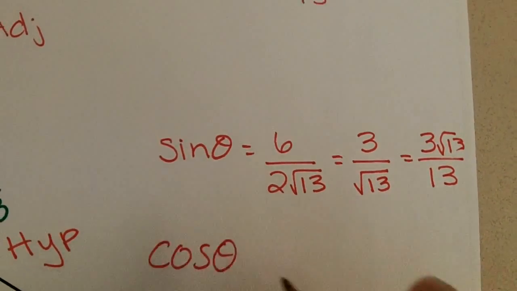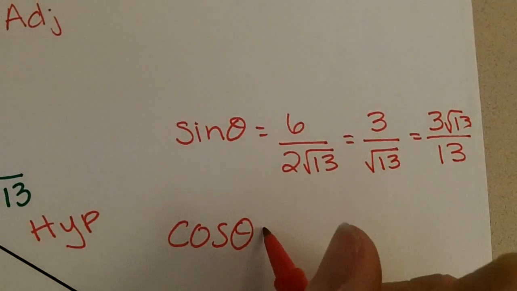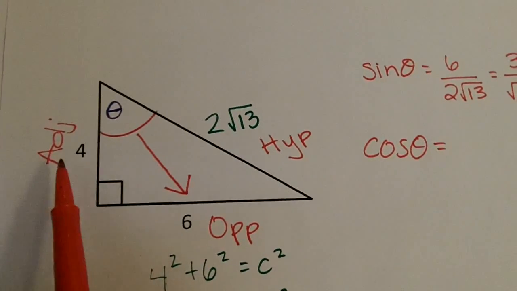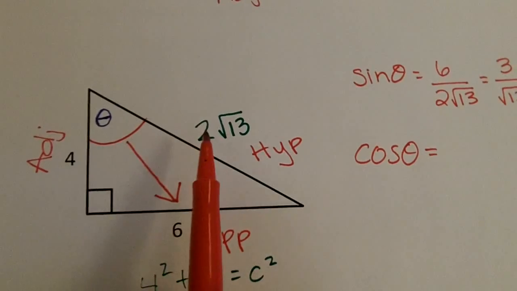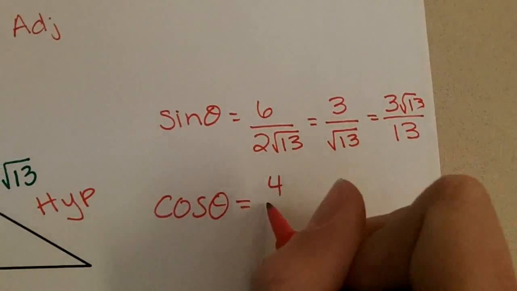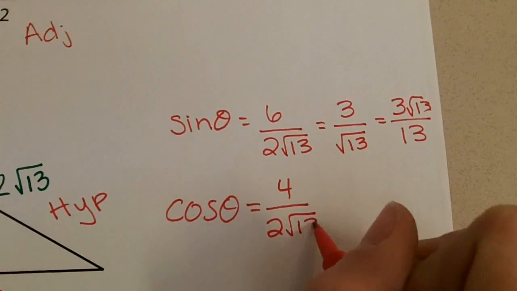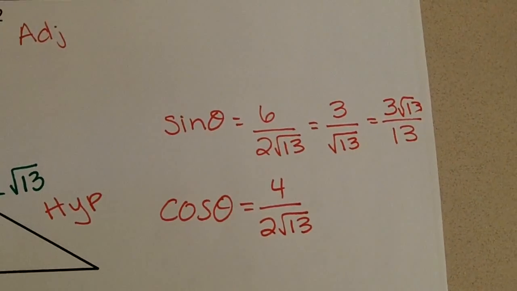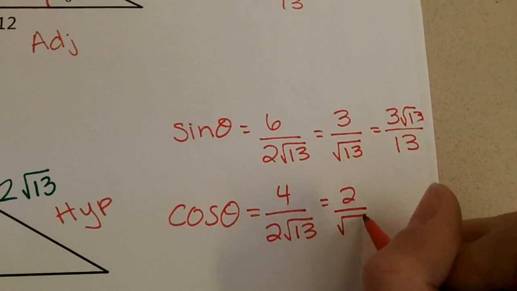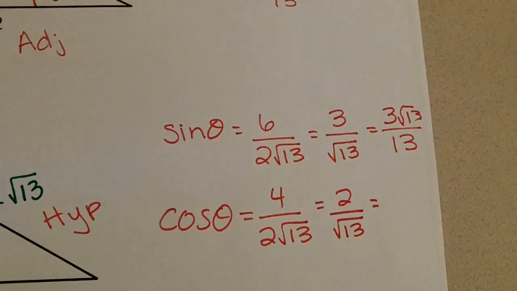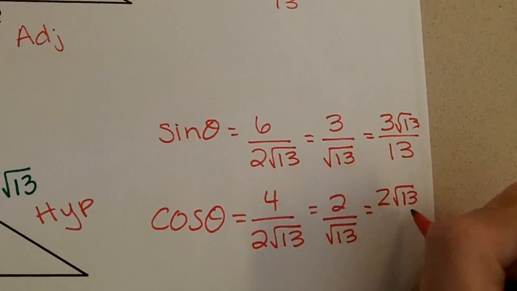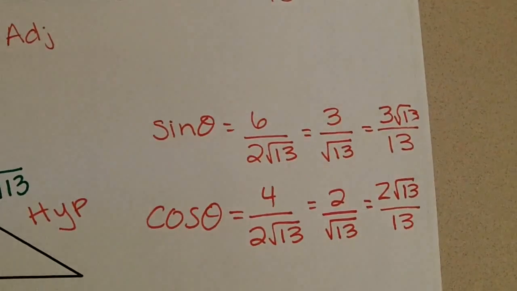Cosine is the ratio of the adjacent side over the hypotenuse. The adjacent side is 4, and the hypotenuse is 2 square root of 13. So 4 divided by 2 square root of 13. We can reduce the 4 over 2 to be 2. And after we rationalize the denominator, it's 2 square roots of 13 over 13.